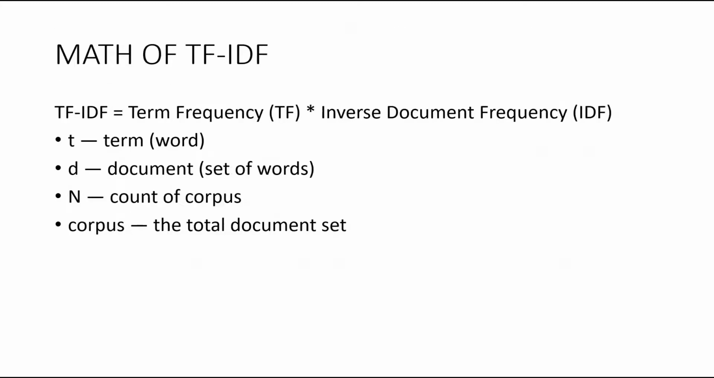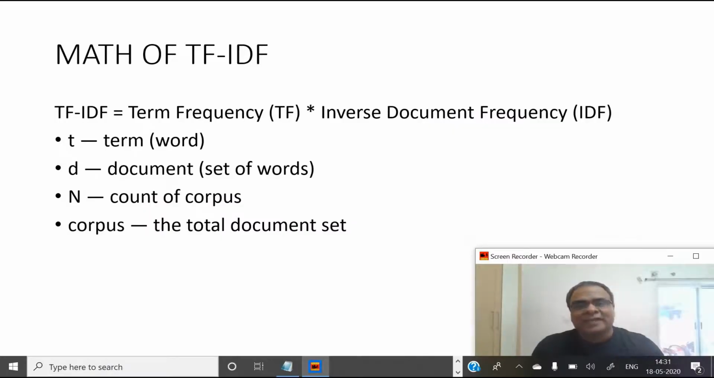Now we will see these are all the terms. This is the math of TFIDF. TFIDF is equal to term frequency into inverse document frequency. This is the equation you need to understand. Term frequency is TF. I will tell you what is term frequency, and we will be discussing what is inverse document frequency, IDF.